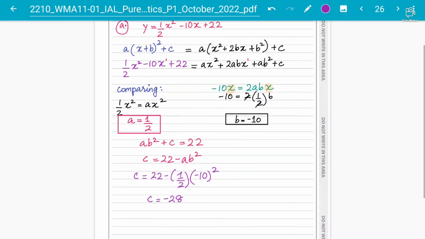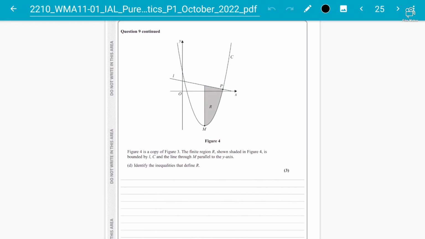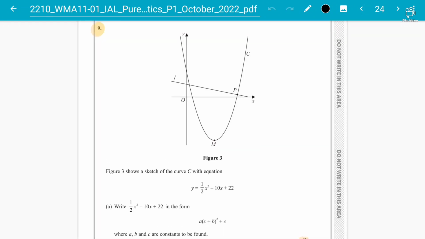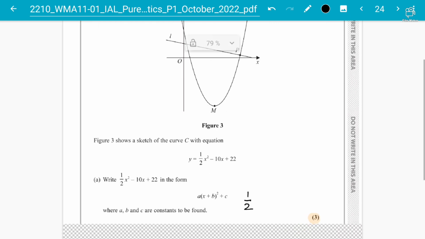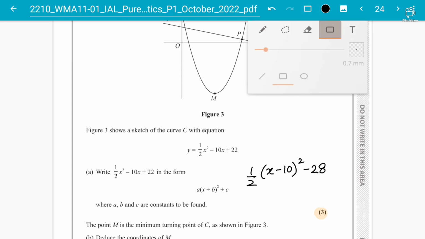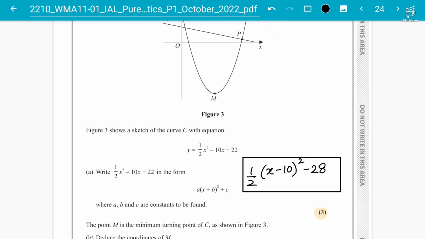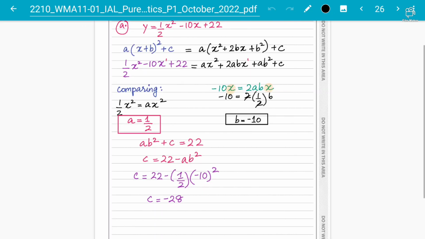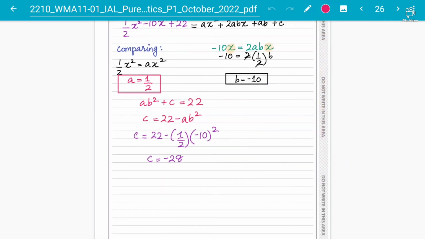So coming back, I'll write down the original equation. Here we go. It's going to be y is, instead of this, you can write a is half, x minus 10, b is negative 10 whole square, and c is also negative 28. So these are your values. Make sure, apart from writing this answer, you write this answer here as well: half times x minus 10 whole square minus 28.